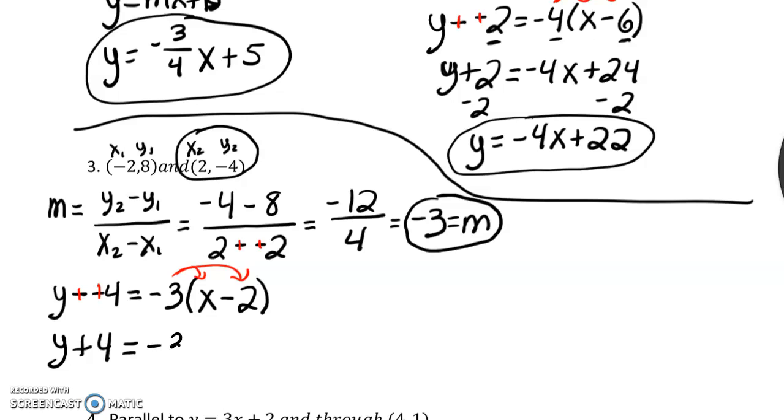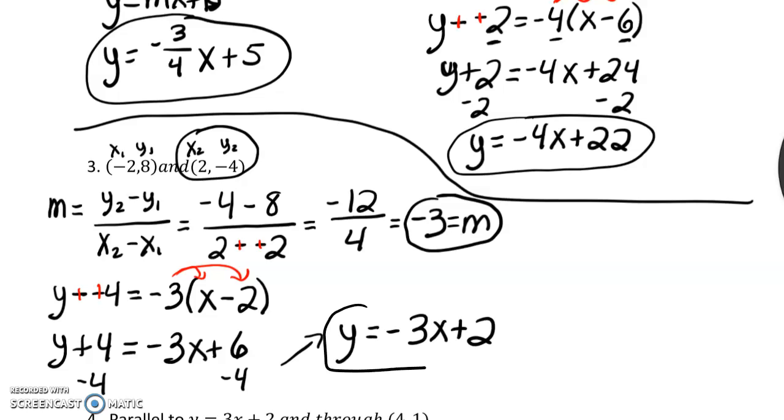So I have -3x plus 6, and then I need to get y by itself. So I'm going to subtract the 4 from both sides. And so I end up getting y equals -3x plus 2. And so that's my final answer for that one.